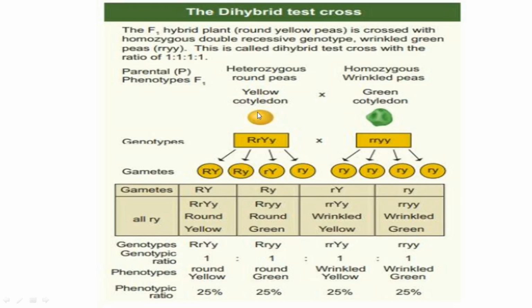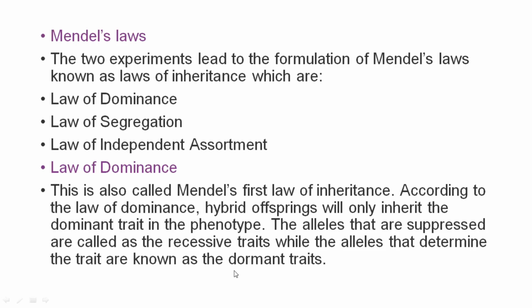Here the yellow cotyledon, capital R small r and capital Y and small y. Here the small r and the small y. This means yellow cotyledon is crossed with the green cotyledon. It gives rise to gametes. These are the four different types of gametes. When these undergo the self pollination, we get the test cross, meaning either of the parents is crossed, and we got the ratio of 1 is to 1 is to 1 is to 1.